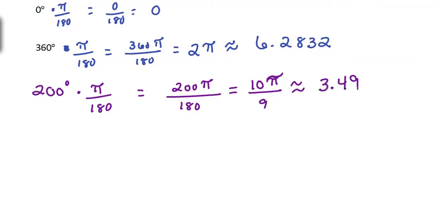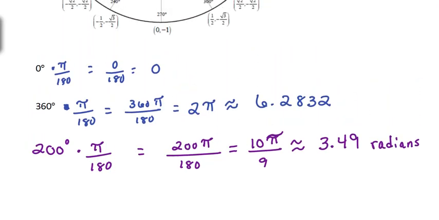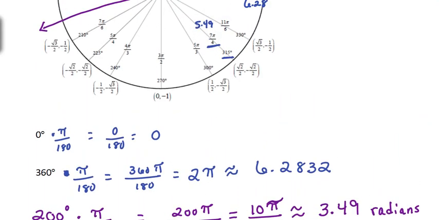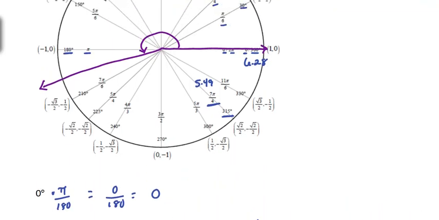Now let's see if this makes sense on our circle. 3.49 radians. We don't use the little circle that we use to represent degrees; for radians, you just write out the word radians. 3.49 radians was 200 degrees. Here's our angle, and we estimated this to be 200 degrees. Remember, pi is 3.14 radians, and this is 3.49, so it's a little bit further, so it's a little bit more.